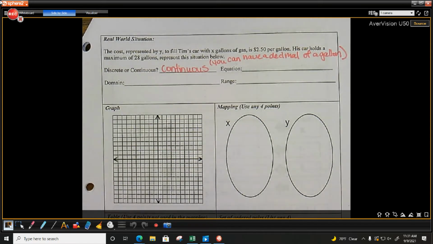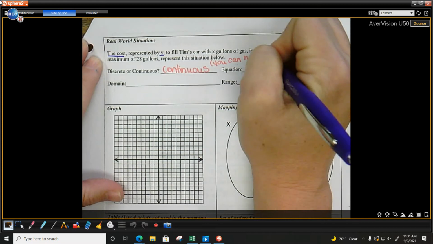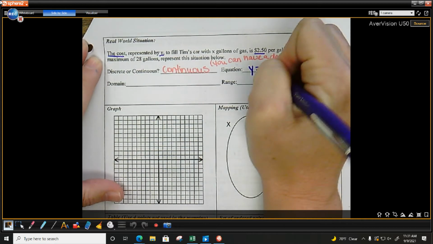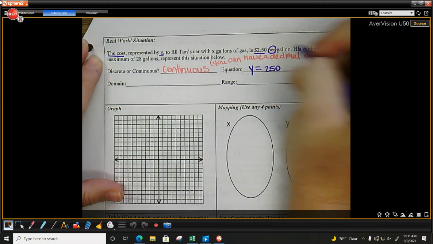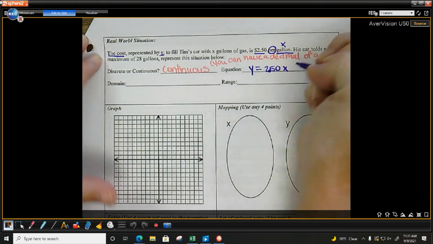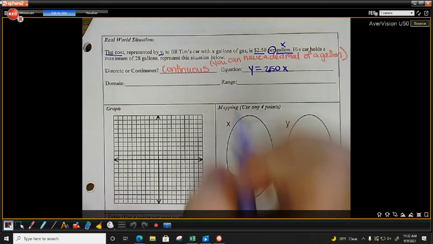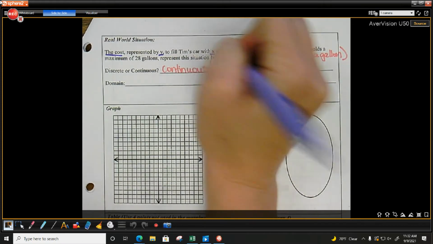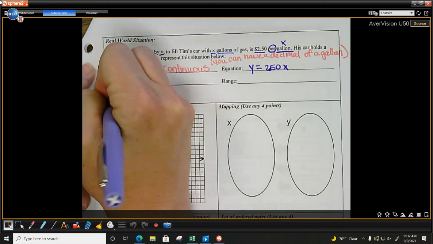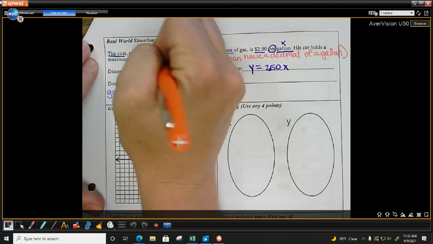So let's write our equation. It says the cost, y, so y equals 250. What's that word "per" mean in math? Multiply by the gallons, x. So y equals 250x. Well, it tells me in this one, guys, which variable represents what. It says that x is my gallons, so my domain is my gallons. And it says that my y is my cost, total cost.